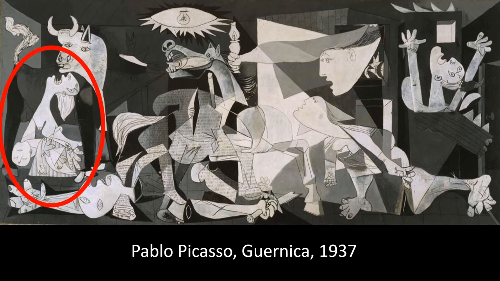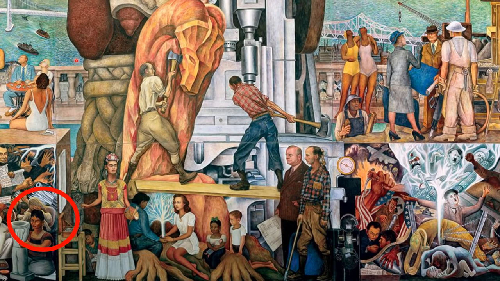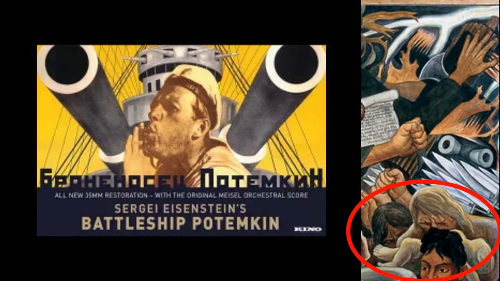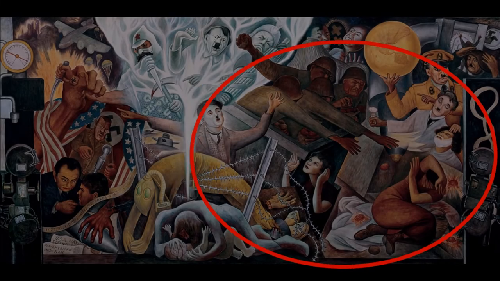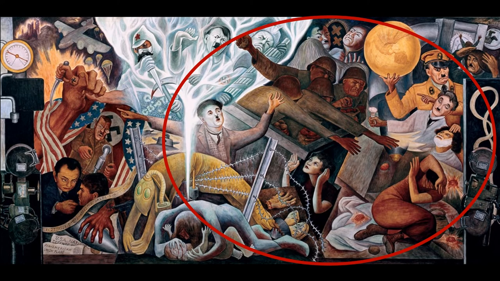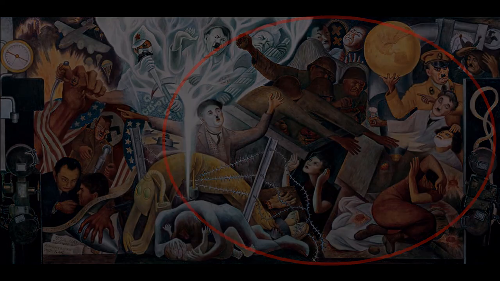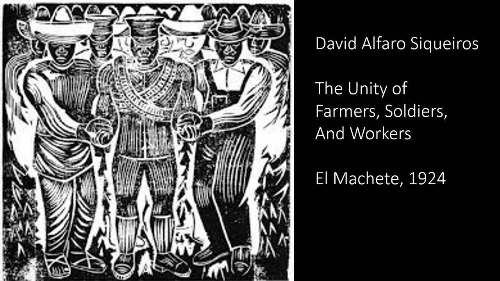And on the left of Guernica, we have a woman carrying a child. Just like the mural. And the Battleship Potemkin movie. A movie about soldiers joining forces with the people. The mural also has scenes from a Charlie Chaplin movie, The Great Dictator, made in 1940. In the movie, Charlie Chaplin gives a speech asking soldiers to stop fighting for fascist leaders and join the people too. Therefore, the mural has a common socialist message of soldiers joining with the working class.